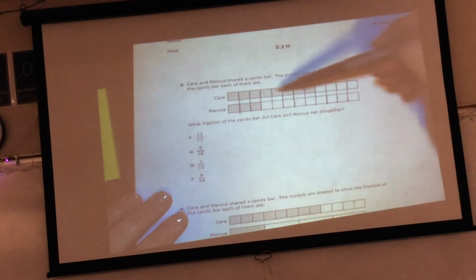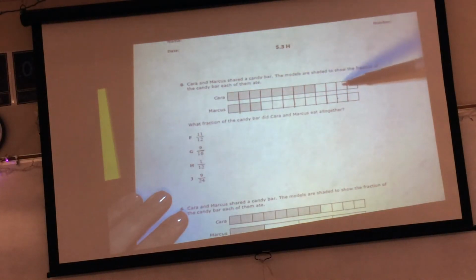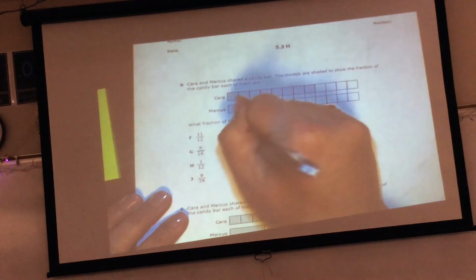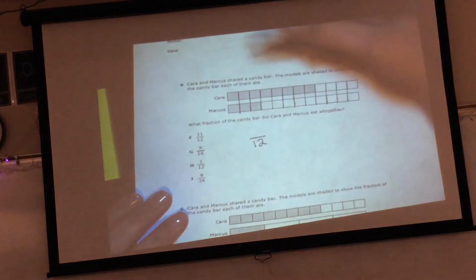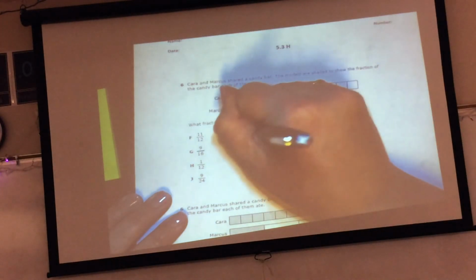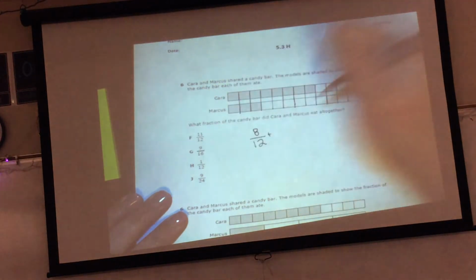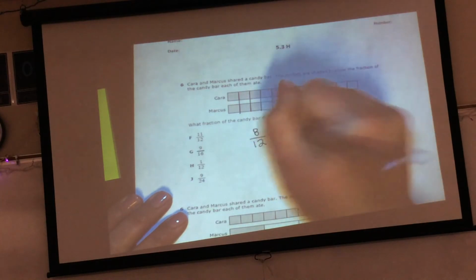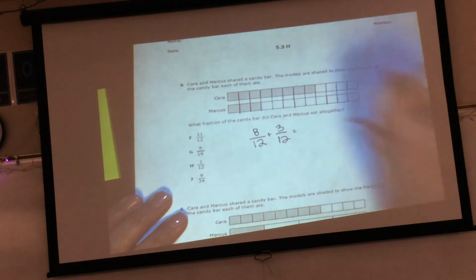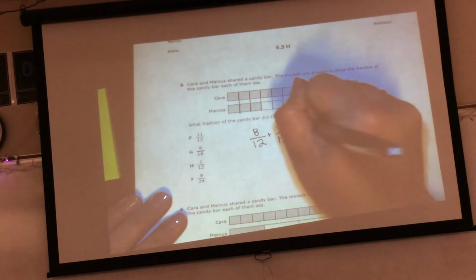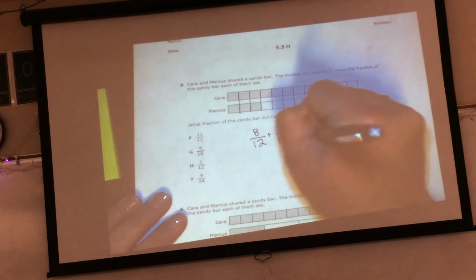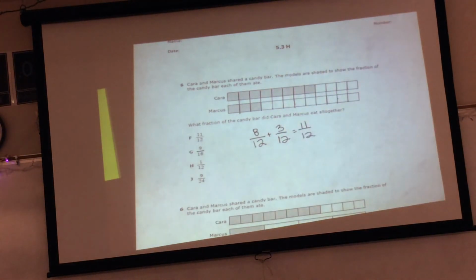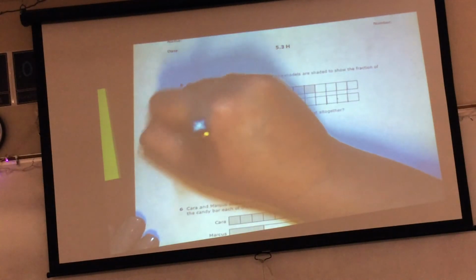1, 2, 3, 4, 5, 6, 7, 8, 9, 10, 11, 12. 8 over 12. How many are shaded? 8. There's 12 parts for Marcus. How many shaded? 3. 8 plus 3 is? Can it be simplified? No. Nope.